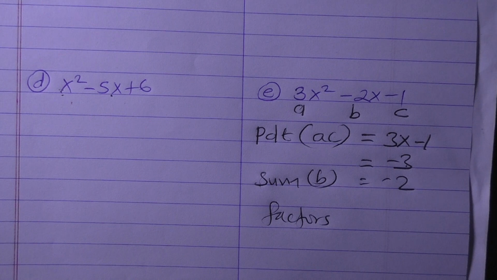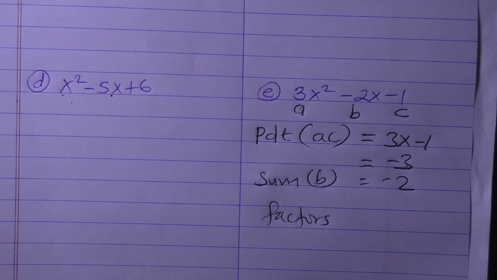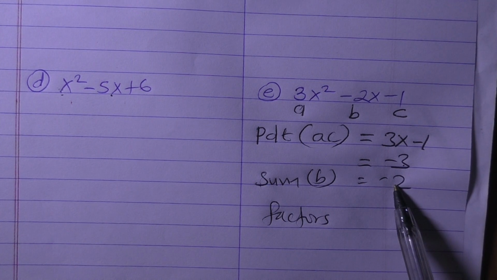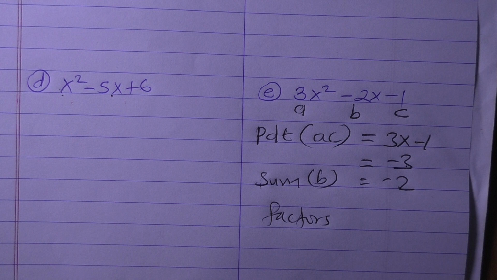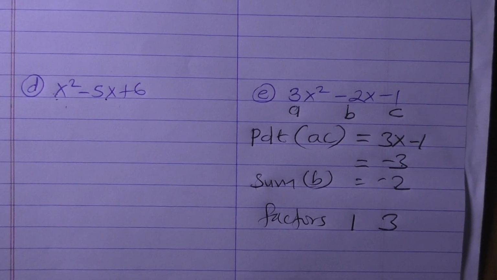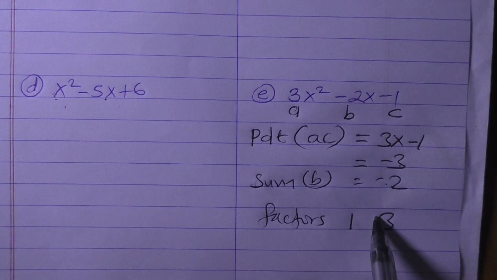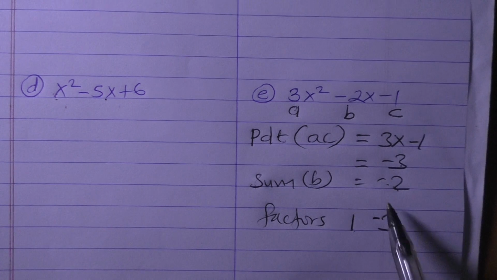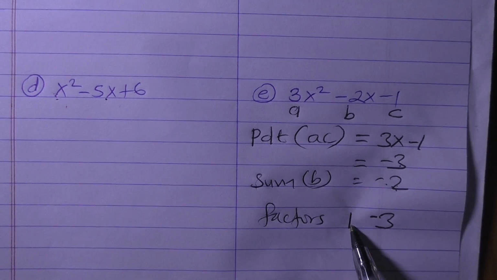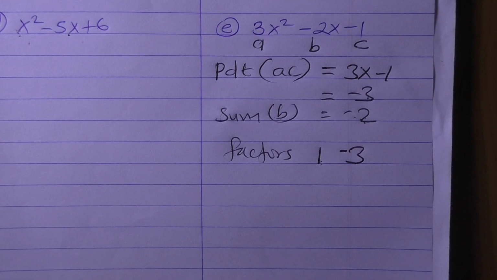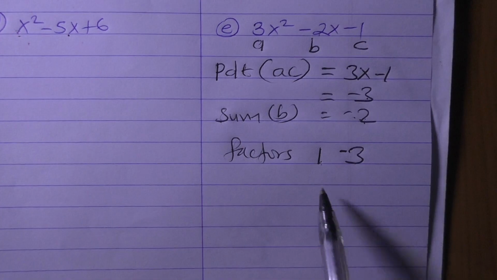Remember, I gave you a trick in part B where I told you that when we have a negative sum, then in our factors, the bigger is negative. So my factors are actually 1 and 3. But since I have a negative sum, I'll make the bigger negative, so that when I add this and this, I get -2. If this was a positive, then I could make the smaller negative. That's the trick.